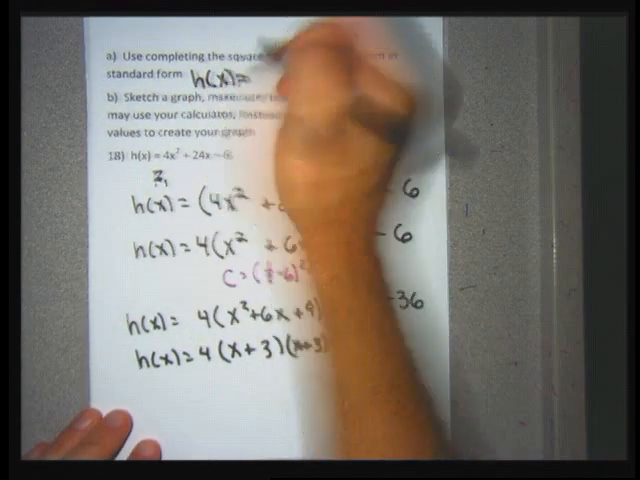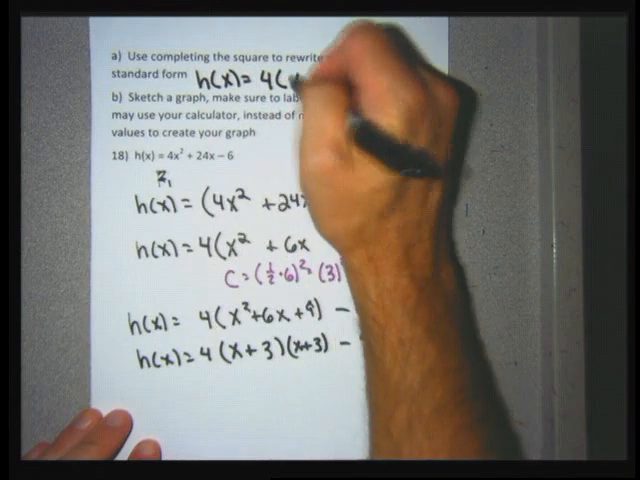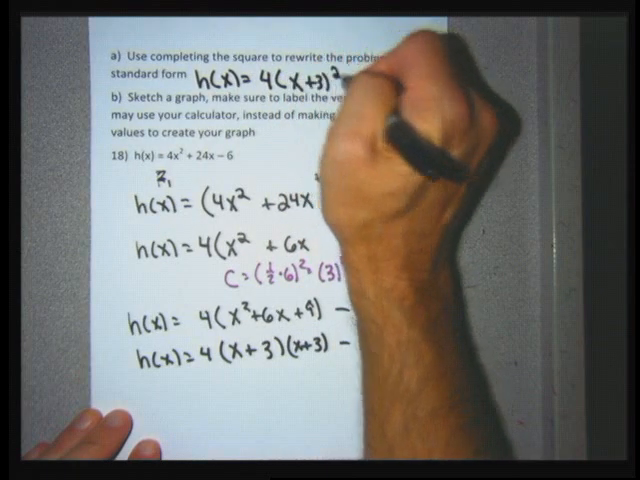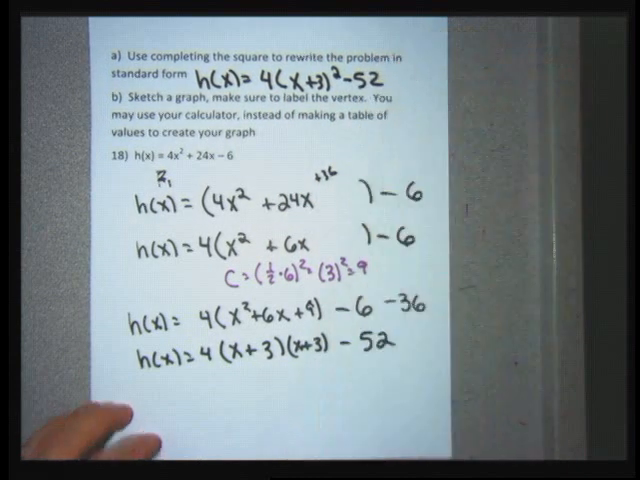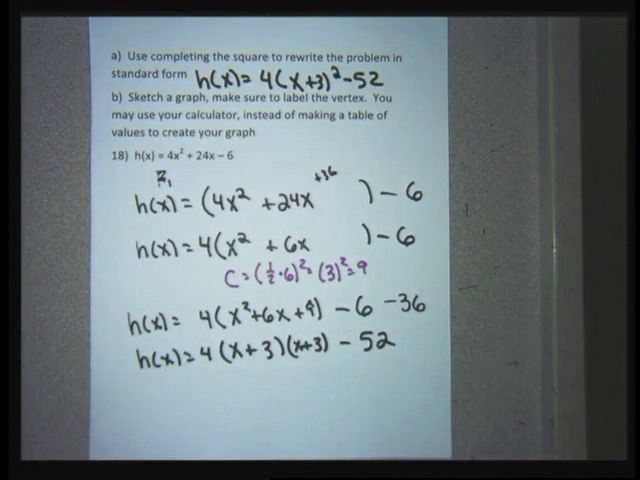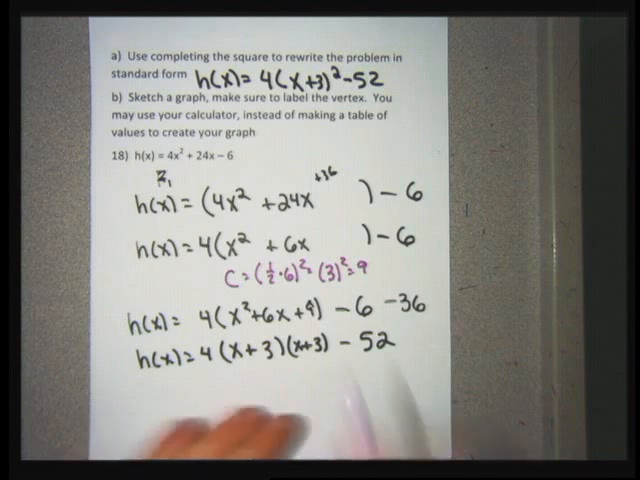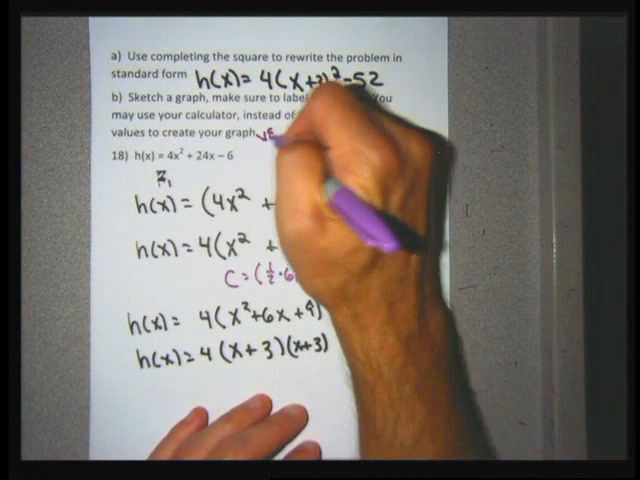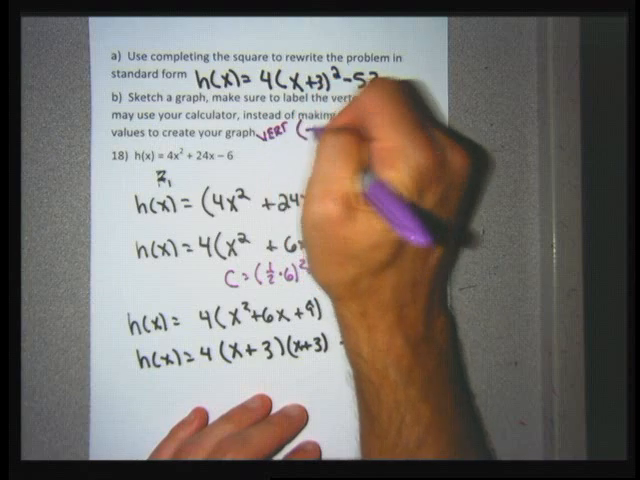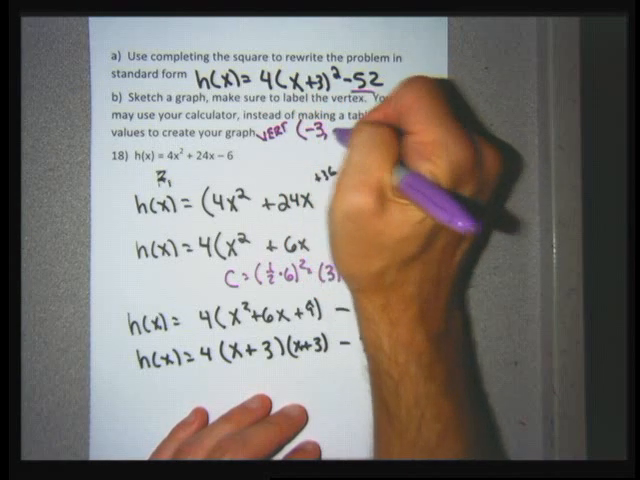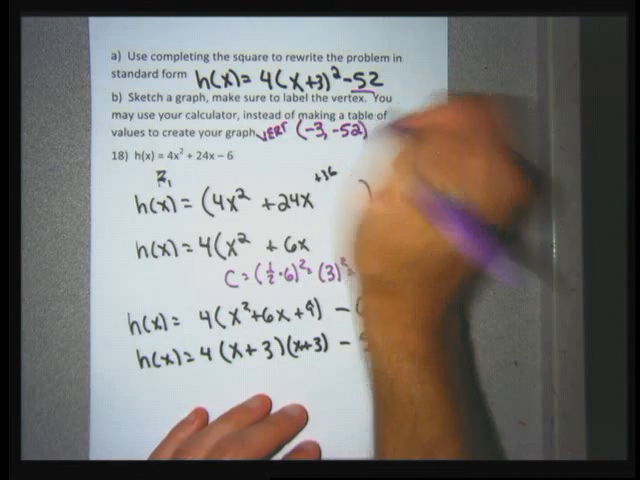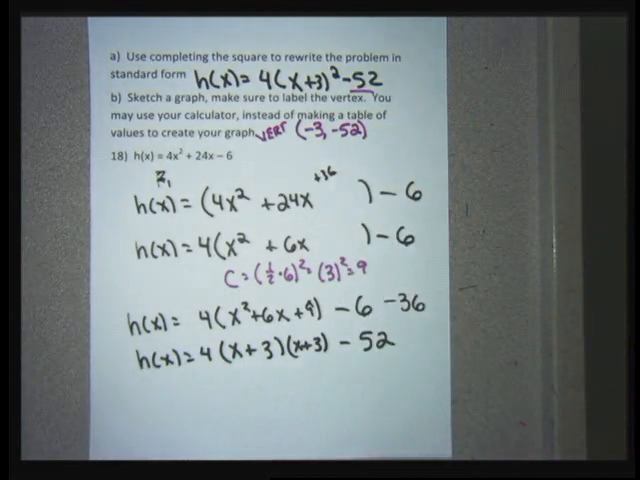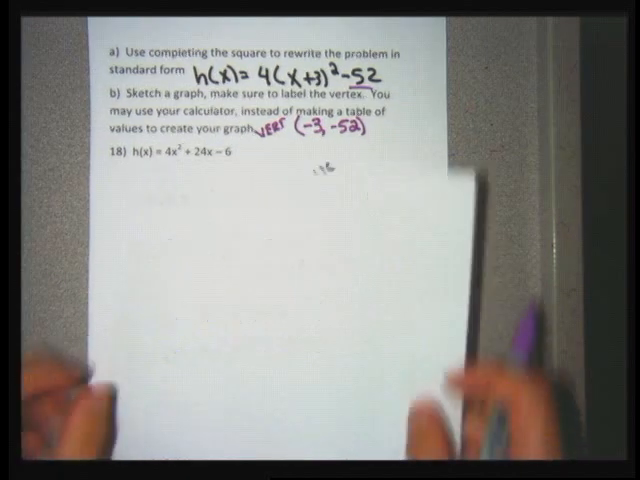It's going to be h of x is 4 times (x plus 3) squared minus 52. When I go to graph this on my calculator, I need to know the vertex because I want the vertex to be displayed. The x coordinate of the vertex, I take the number inside the parentheses and change its sign. The y coordinate, I keep that. The 4 makes it skinnier but doesn't impact the vertex. So when I go to graph this, the vertex is going to be way down at -3, -52.